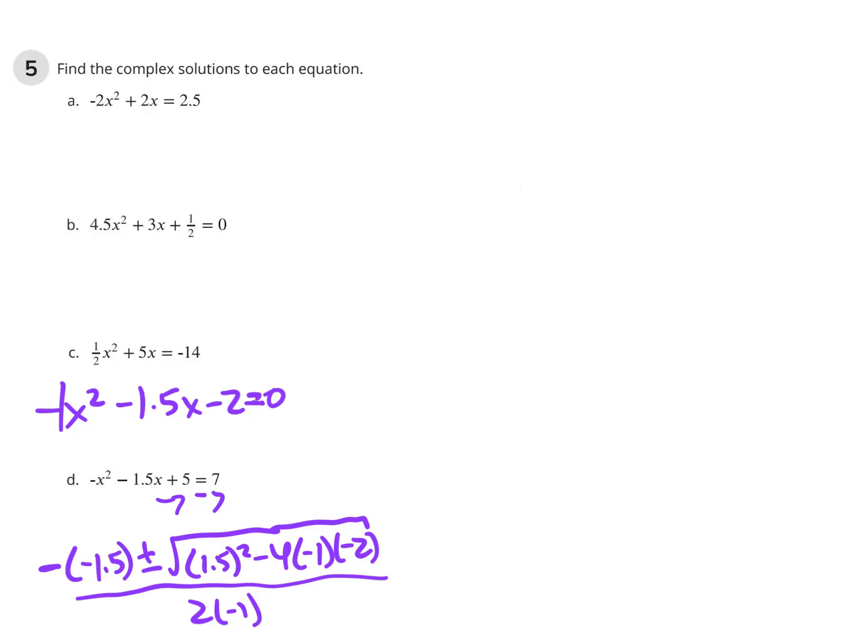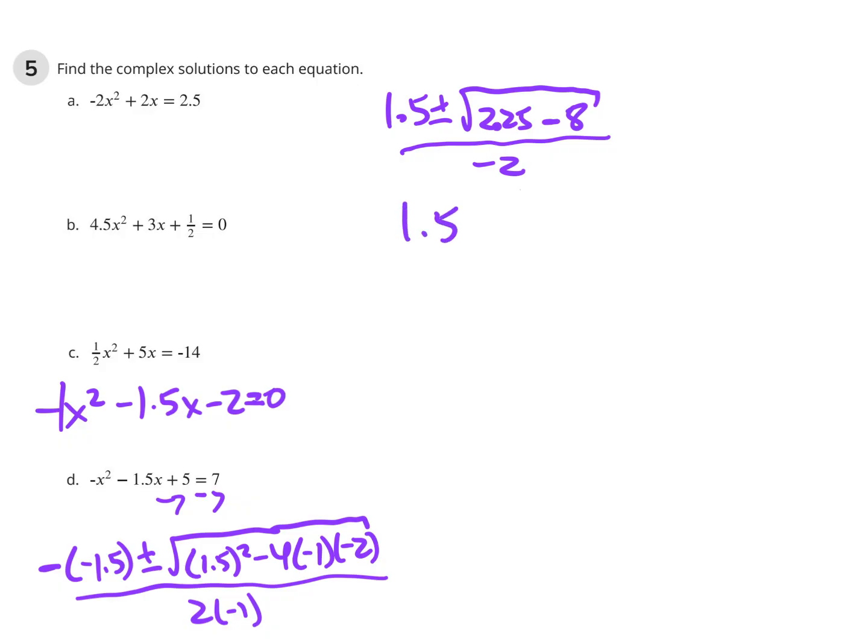Gives us 1.5 plus or minus the square root of 1.5 squared, which is 2.25 because 15 squared is 225, minus 3 negatives make a negative, 8, all over negative 2. Leaves us with 1.5 plus or minus the square root of 5.75, all over negative 2.